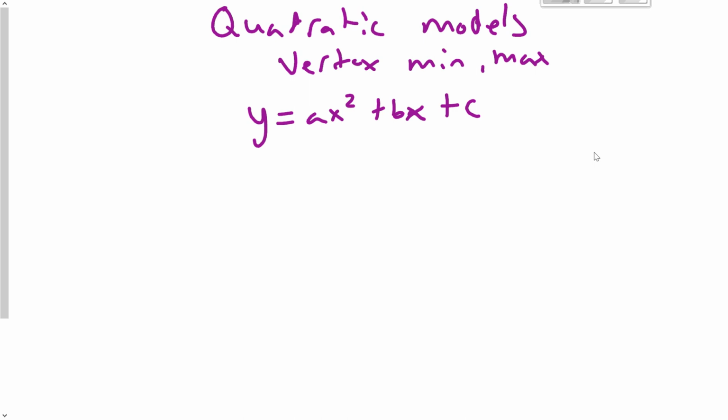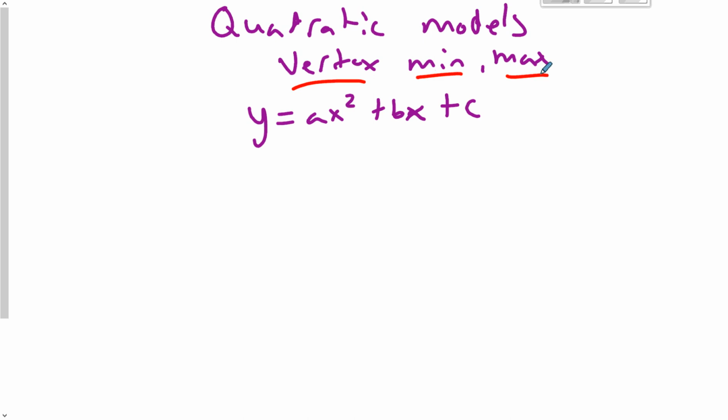Talking about quadratic models. When we're talking about quadratic models, we're talking about something that takes on the shape of a quadratic function, y equals ax squared plus bx plus c. And when we have a quadratic, that means we have a vertex, and that vertex is either the minimum or maximum, right? So it's either the max height or minimum height.